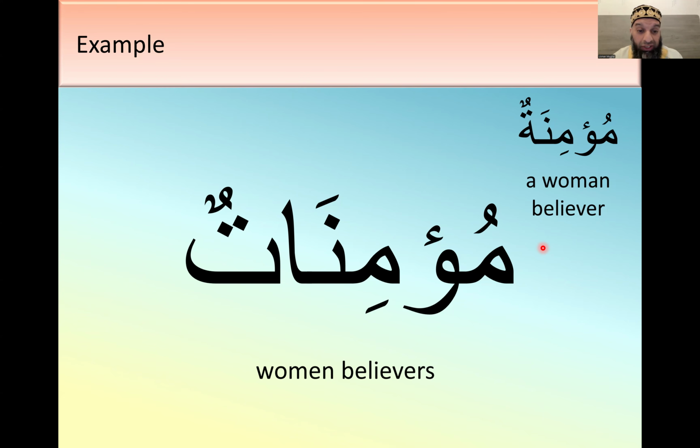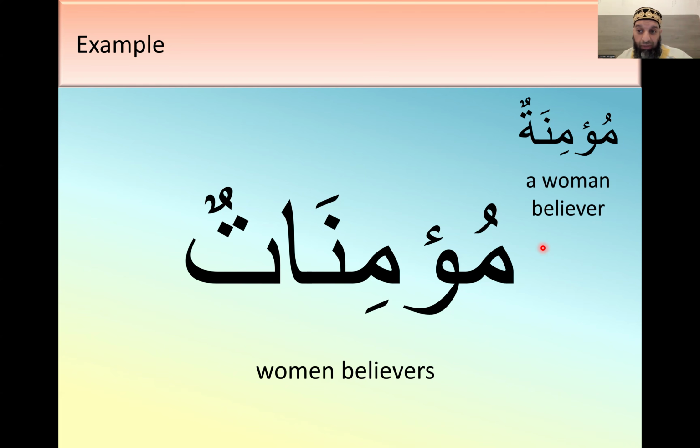What is the other way you could say believing women? Excellent. And pretty much that's all the lesson is. Atun and atin. So you could say mu'minatun or mu'minatin, but the sentence will dictate to you which one you have to use. Can't use both because the meaning of the sentence can change.